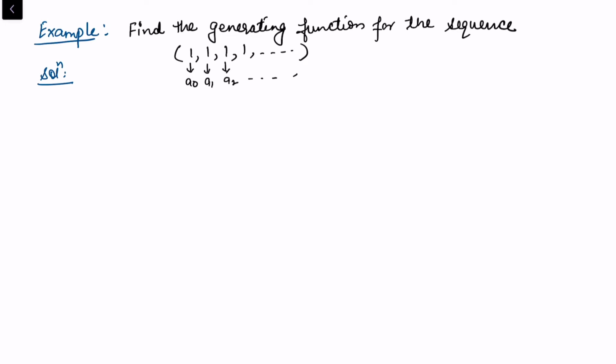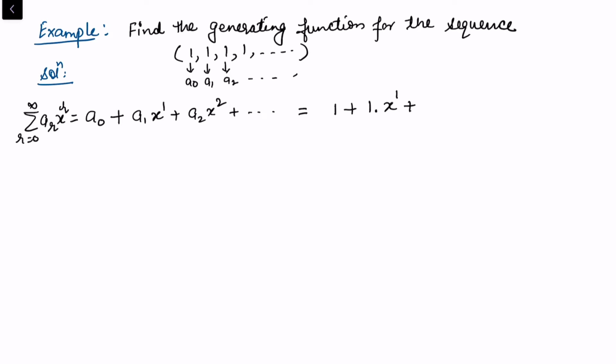To find the generating function, let's first create a power series. a0 is the constant term, plus a1 x to the power 1, plus a2 x squared, and so on. I can also write this as the summation of a_r x to the power r, with r varying from 0 to infinity. So this is the generating function. If you substitute these values, we get a0 is 1, a1 is also 1 times x to the power 1, a2 is also 1 times x squared, and we continue.